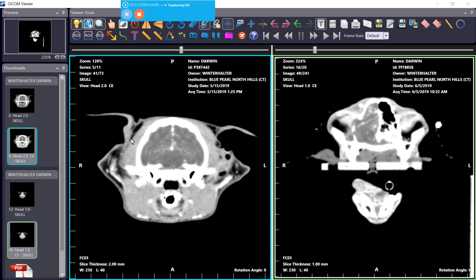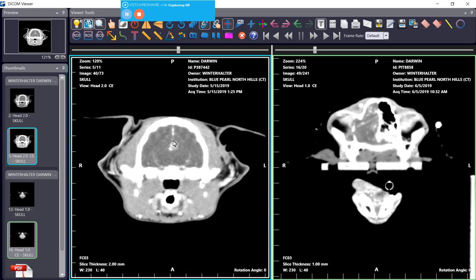Again, the left side is May 15th, is this meningioma that was an incidental finding, and that's this bright area centrally within his brain, that bright little marble that's right there. And that has not changed between the scans that were previously done.